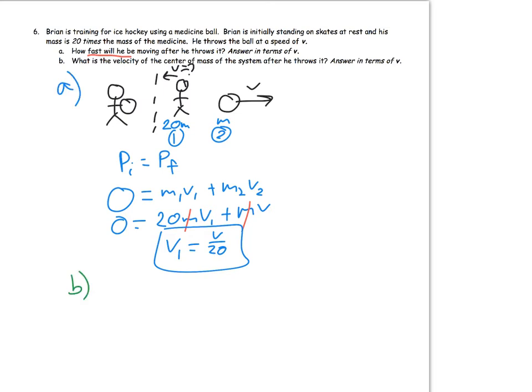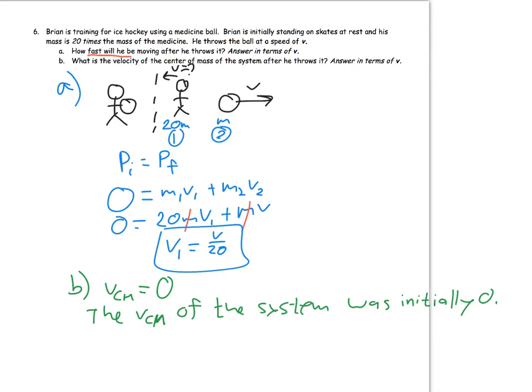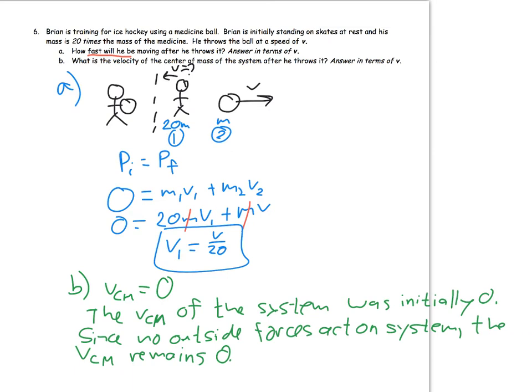The second question asks about the velocity of the center of mass of the system after the ball is thrown, and that's going to remain 0. This one we don't have to do math with, but we can explain. So we know that initially the velocity of the center of mass of the system is 0 because both objects are at rest. Since we have no outside forces acting on our system here, we can say that the final velocity of the center of mass is going to be 0. So even though each object is moving, they're moving in opposite directions, and the velocity of the center of mass of the system is just 0.